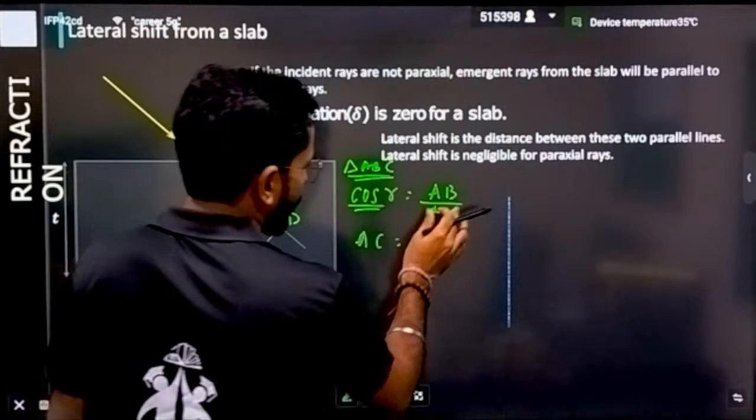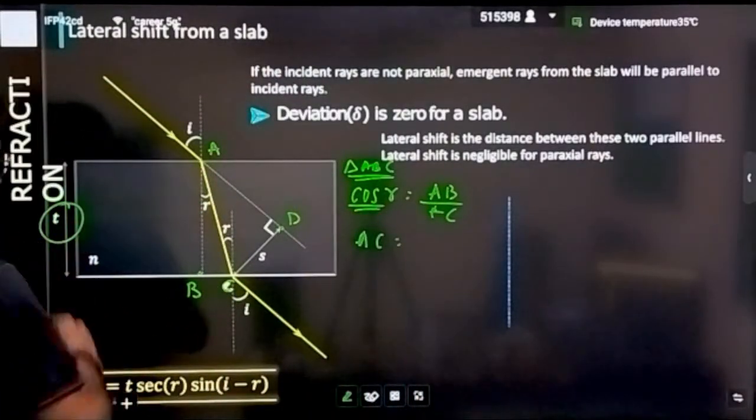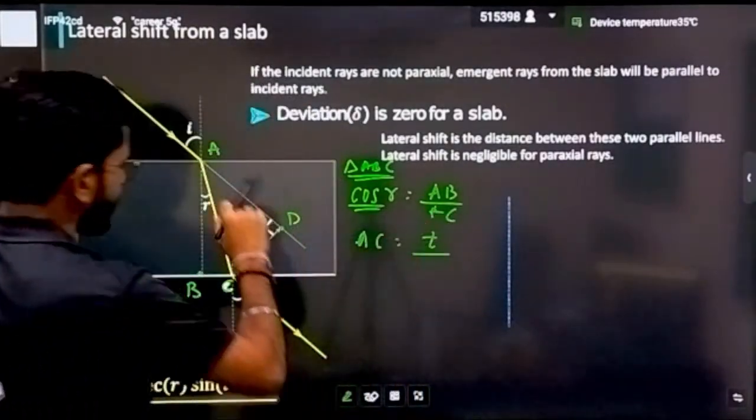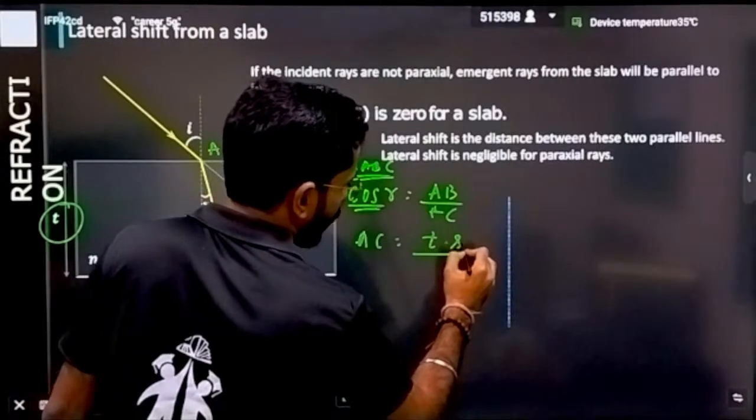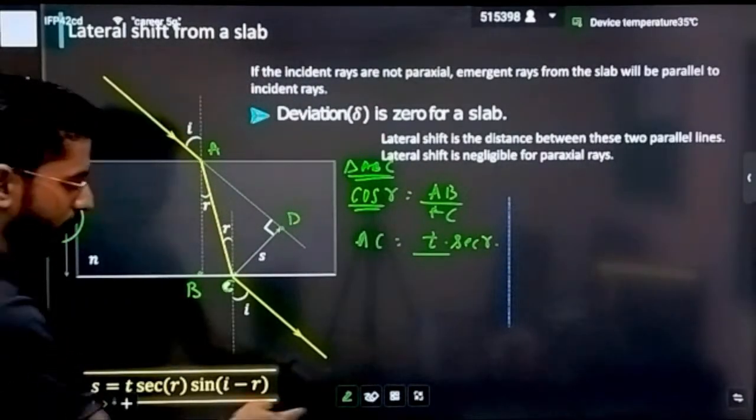So if I ask you what is AC, how will you define it? AC is equal to, for the AB length, which is nothing but the thickness of the slab that is already given here, you will write T divided by AC, and here cos of R. So you can also write this distance as sec of R.